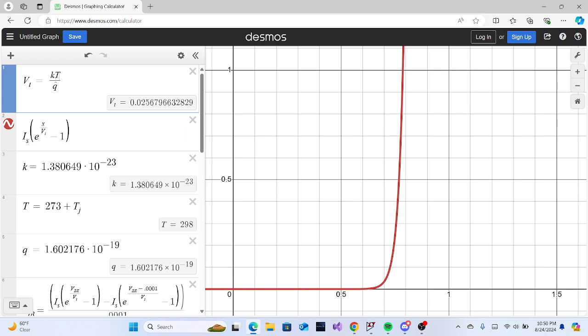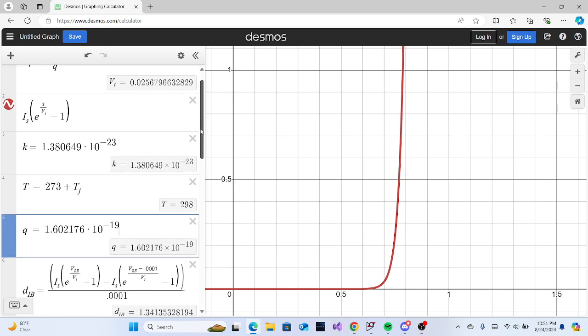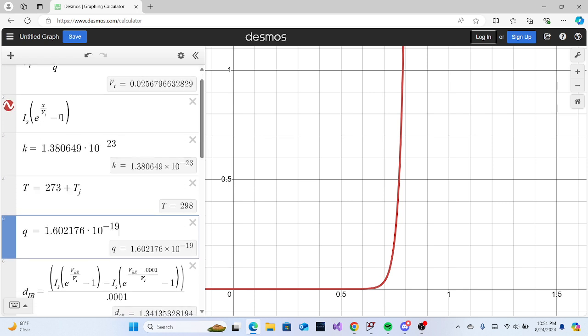And then k is something called Boltzmann's constant. Now, I don't know a whole lot about that, but I was able to just look it up. It's equal to this. And then you have q. q is something called the elementary charge of an electron, and it's equal to this number. Both of these numbers are extremely small. And then you take that and subtract 1.